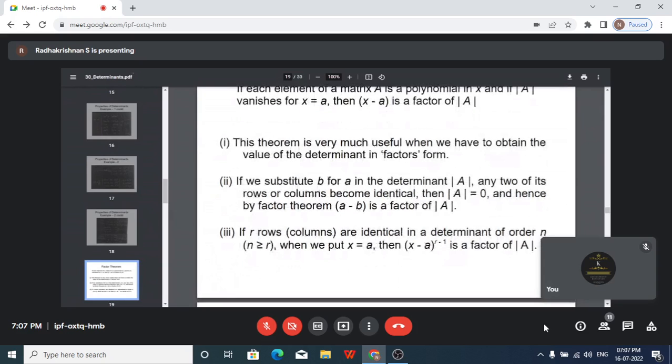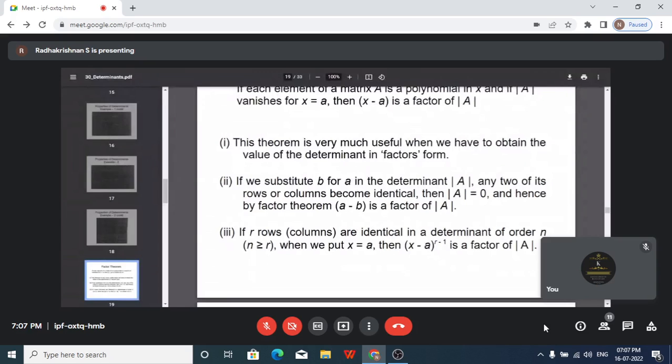In the rules, பாத்துக்கங்க, if you substitute b for a in a determinant, and any two of its rows or columns become identical, then by factor theorem a minus b is a factor of that determinant. Okay, so when we substitute, if two columns become identical, then the value is 0 இல்லையா. So அதனால by factor theorem a minus b is a factor of that determinant.